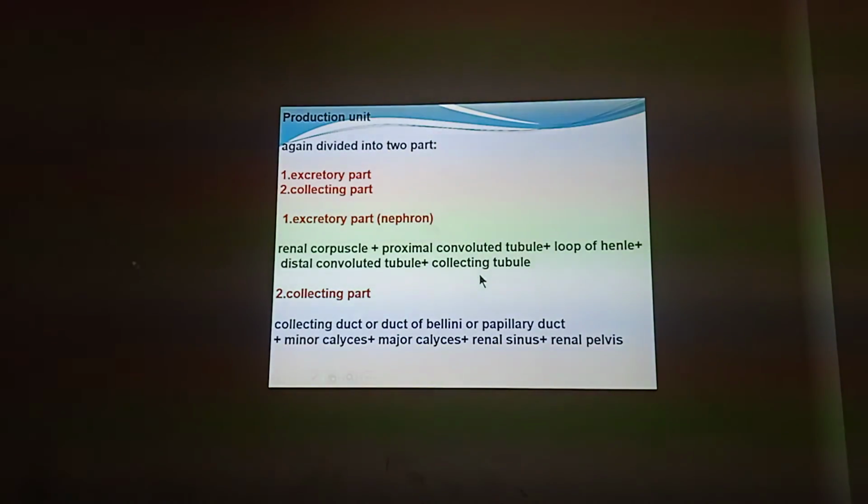Always asked in a viva, what is the structural and functional unit of urinary system? It is nothing but the nephron, and they are all together collectively known as nephron. Now collecting part. After collecting tubule, it is collecting duct or duct of Bellini or papillary duct. All are same. Then minor calyces, major calyces, renal sinus, and the renal pelvis. Up to this much is the collecting part.